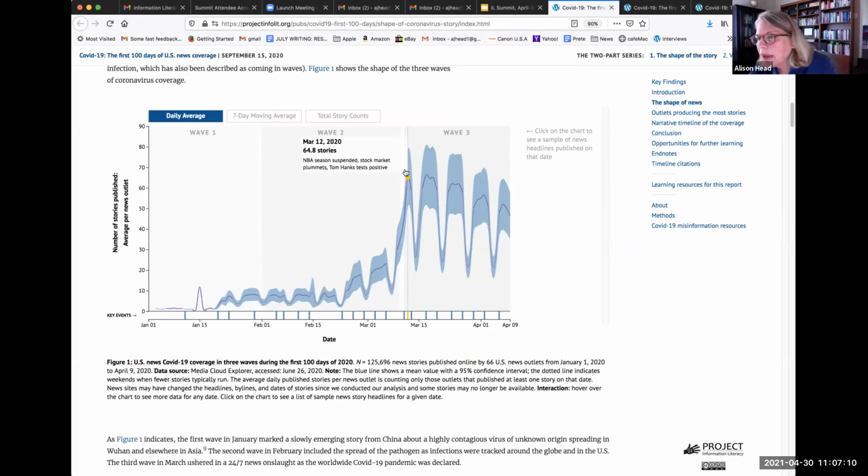God forbid, Tom Hanks and his wife are diagnosed with COVID in Australia. It's becoming more and more pervasive and common. The stock market plummets. Trump puts the travel embargo. And in California, where I live, the shutdown began. So this is an important date.